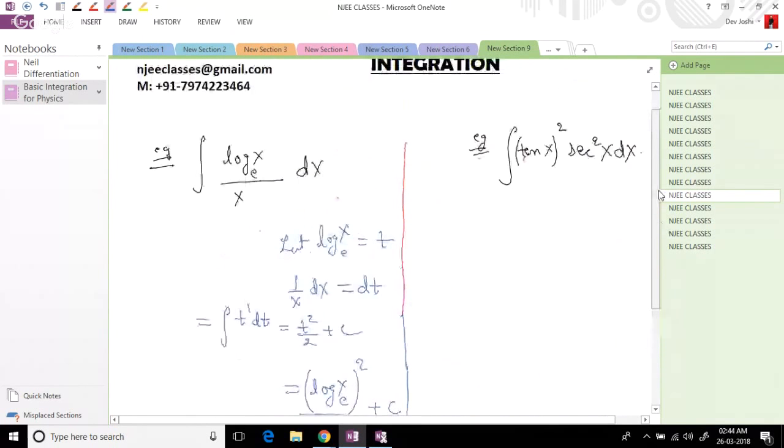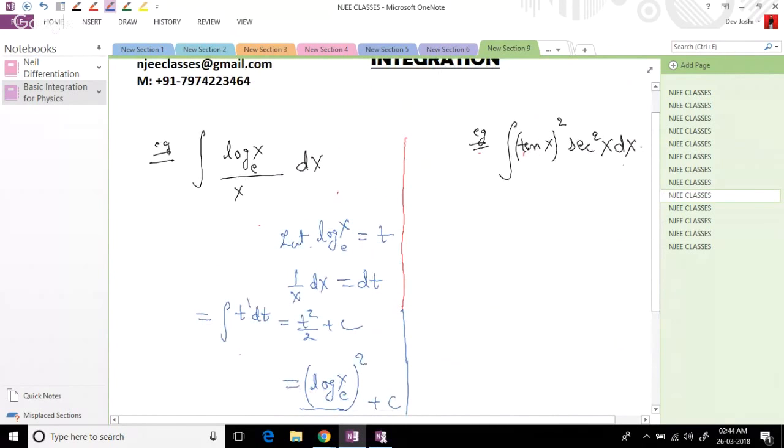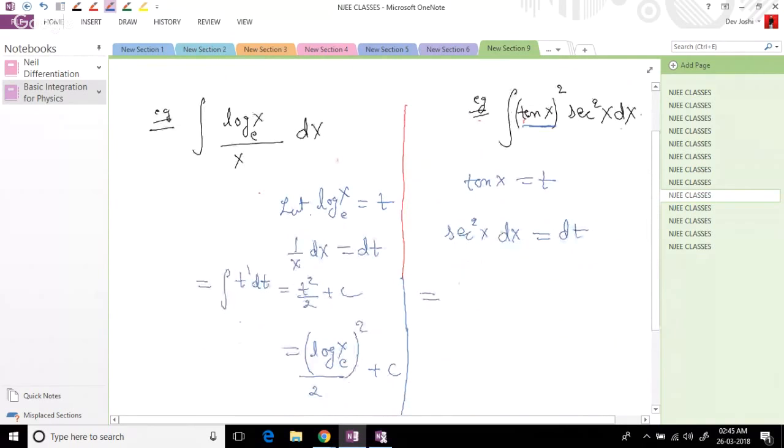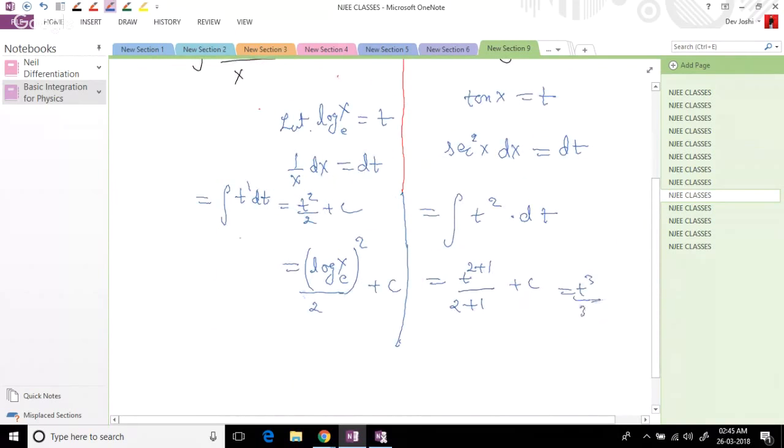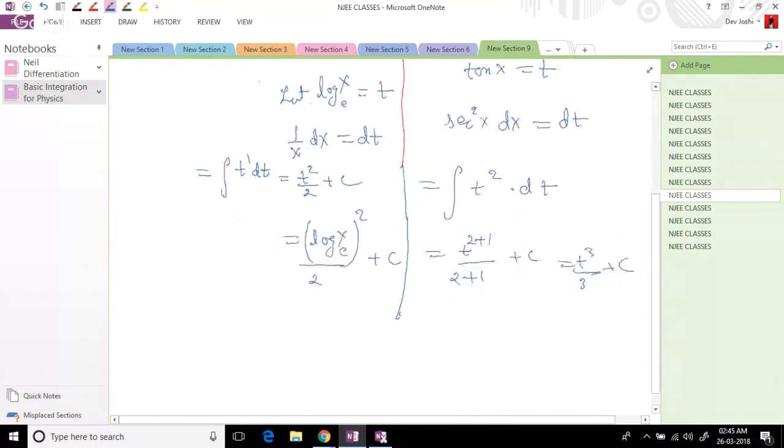Okay. Next, tan square x into sec square x dx, right? So if I take tan x to be my function, then sec square x dx will be its differentiation, right? So let us take tan x to be my function t. Differentiate it. So sec square x dx is going to be equal to dt. Now put in the values. So we get the integral of t square dt. So t to the power n, again t to the power n plus 1 upon n plus 1 plus c. That is t cube by 3 plus c. Now put in the value of t. t is equal to tan x, right? So it is equal to tan cube x by 3 plus c. Correct? So that is how we get the final answer.